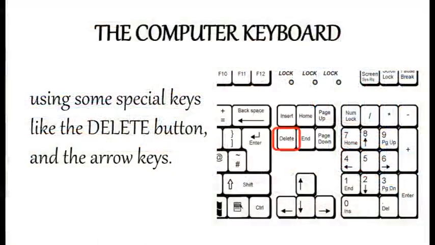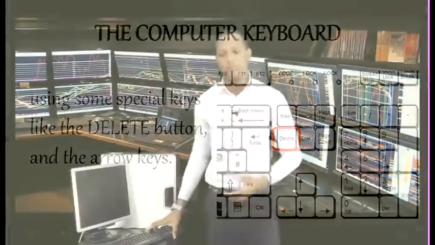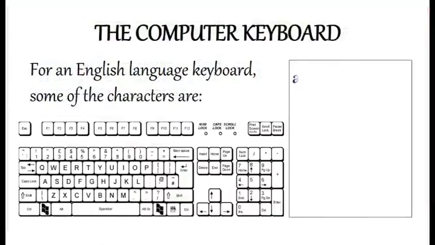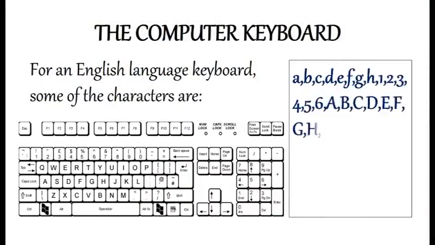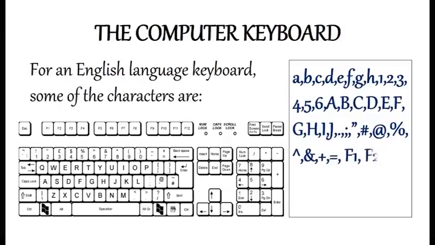Now, the computer keyboard uses special keys. Like we have the delete key, which is used to correct while typing. We also have the arrow keys, which the user can use to scroll up, down and sideways while giving commands to the computer. And for English usage, the keyboard has the letters A, B, C to Z, which can be used to give commands and do typing while interacting with the computer.